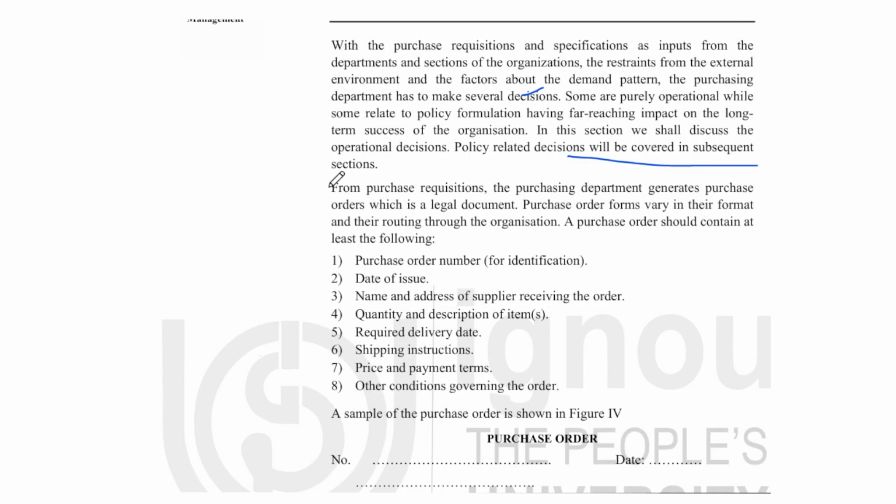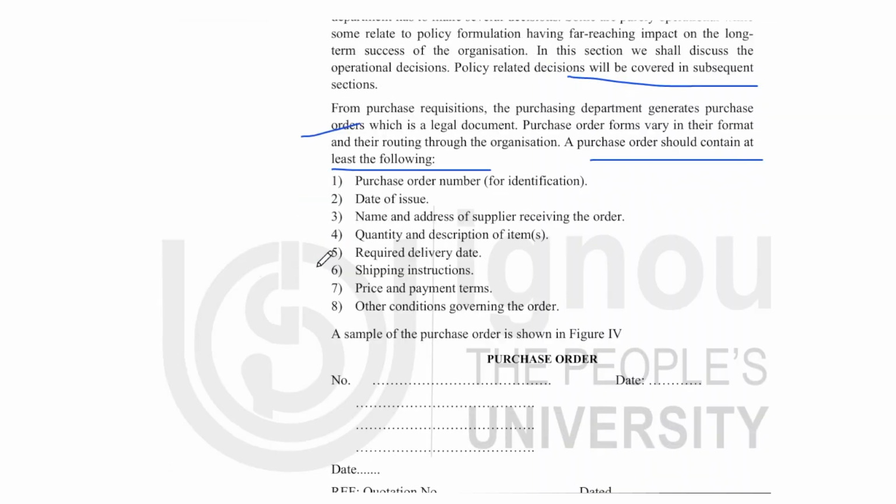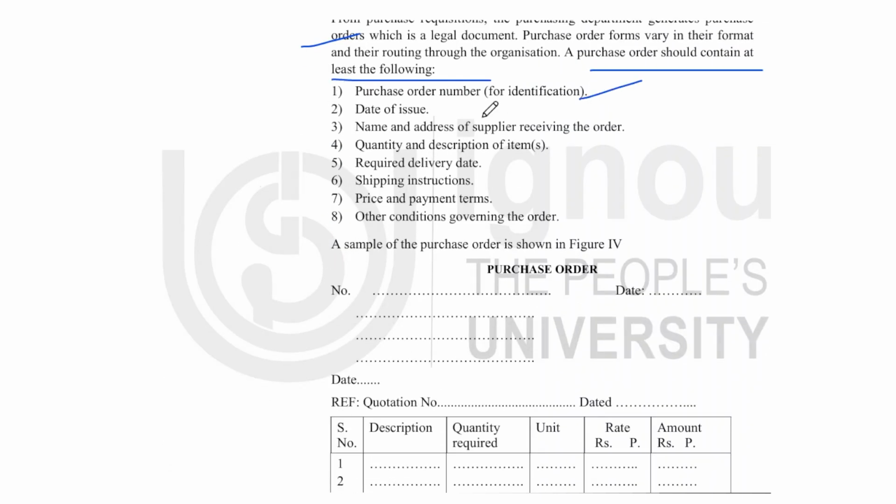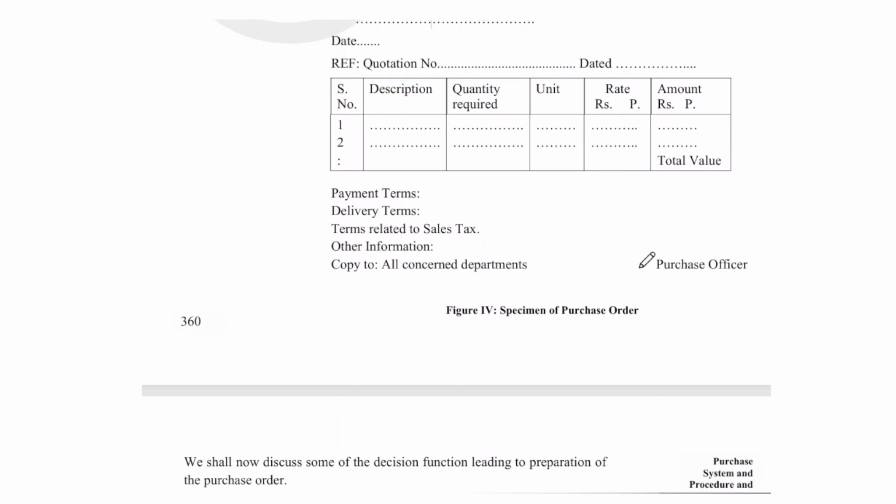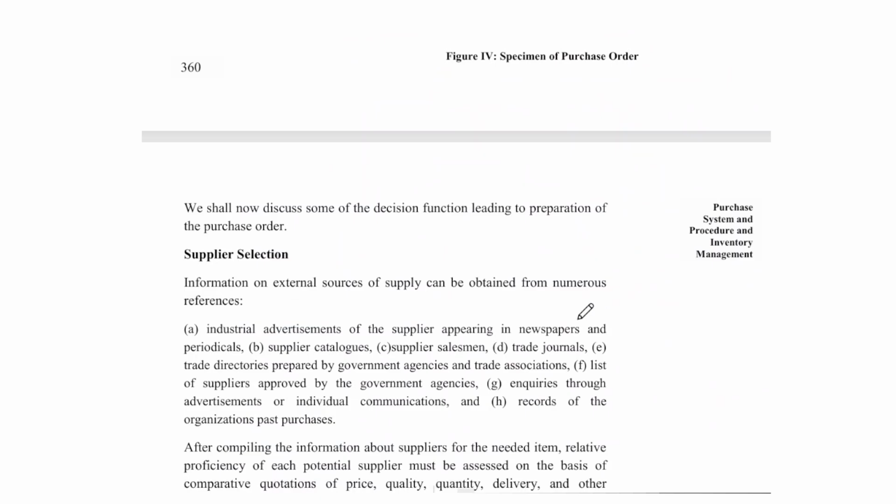Okay, so from purchase requisition, the purchasing department generates purchase order, which is a legal document. A purchase order should contain at least the following. One is purchase order number, date of issue, name and address of supplier receiving, quantity and description of item, required delivery date, shipping instruction, price and payment terms, and other condition governing the order. This is the format sample of purchase order sheet. Okay, so there is purchase officer sign or seal here, like that.